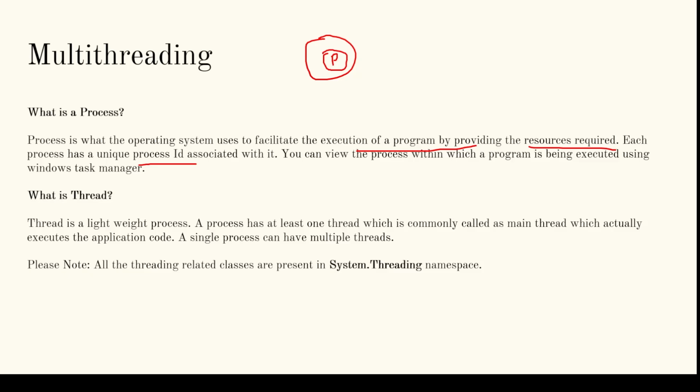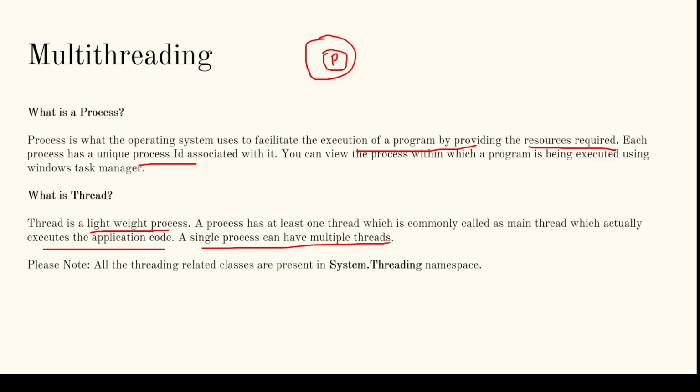Now let's understand what is a thread. Thread in general is a lightweight process. A process has at least one thread, which is commonly called the main thread or worker thread, which is actually responsible to execute the application code. So each and every application must have one thread. A single process can have multiple threads, right?